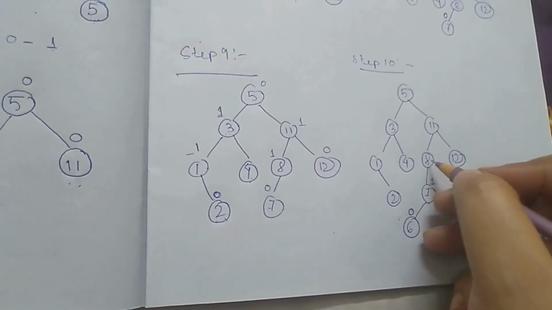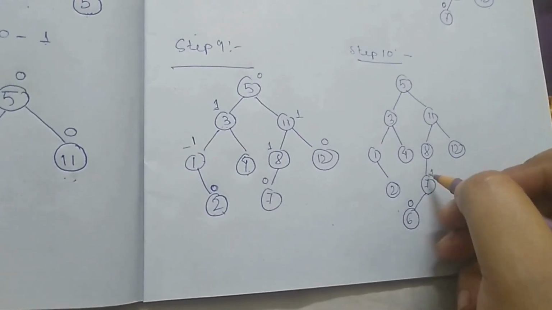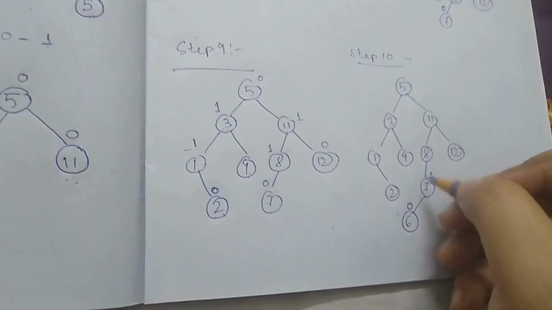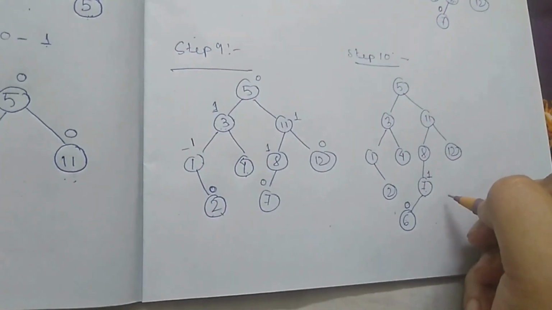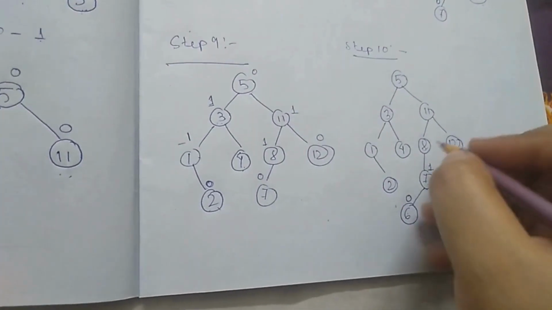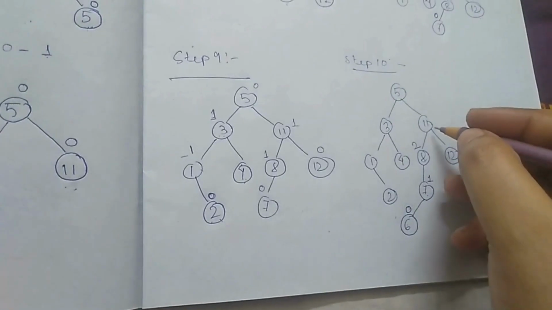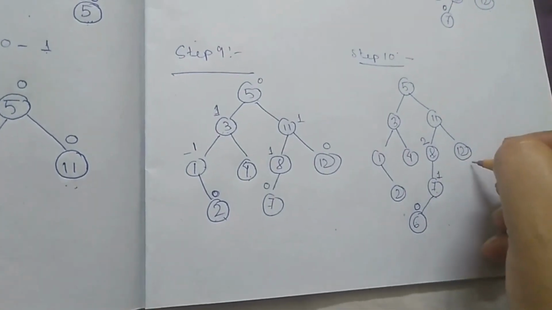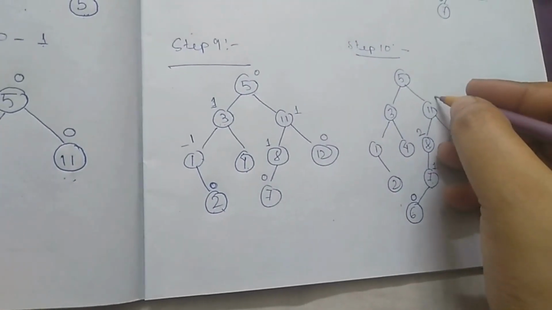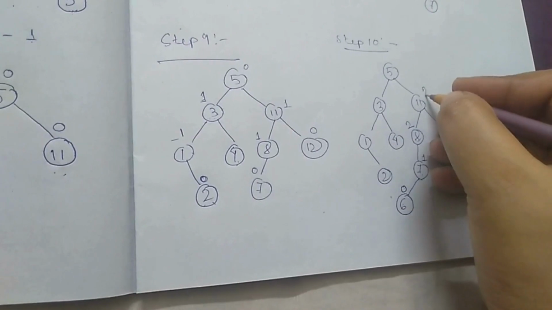Again we consider the height of the 8 value. Here we see that on the left hand side 2 nodes occur, but on the right hand side there is no node. For that reason, 2 minus 0, so the height is 2. If we consider the height of 11, that is 3 minus 1, since the value of 12 is 1, that is 3 minus 1 is 2.